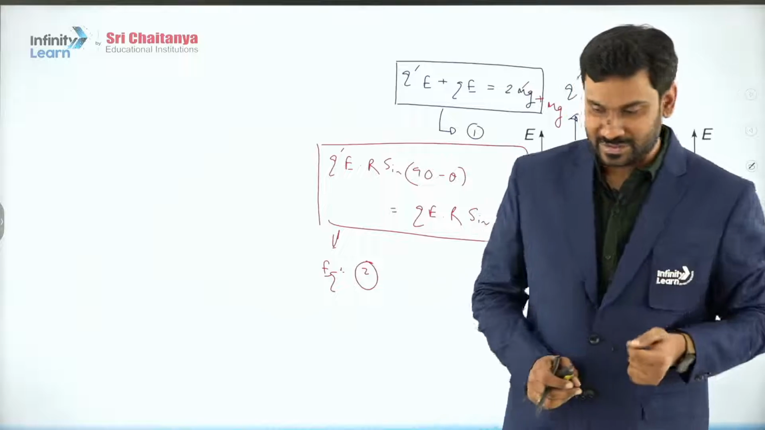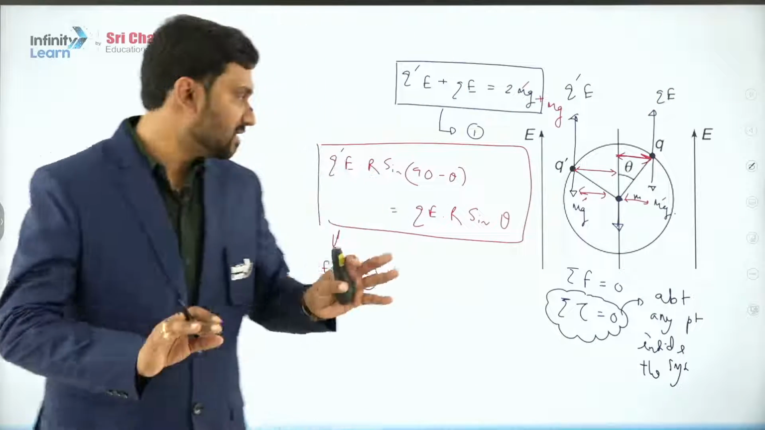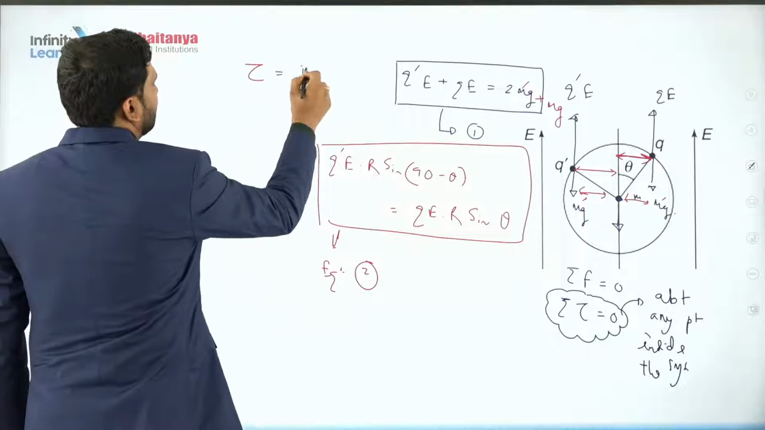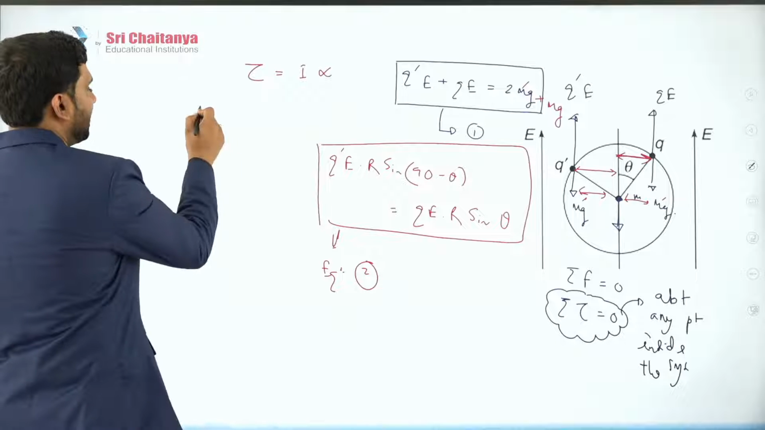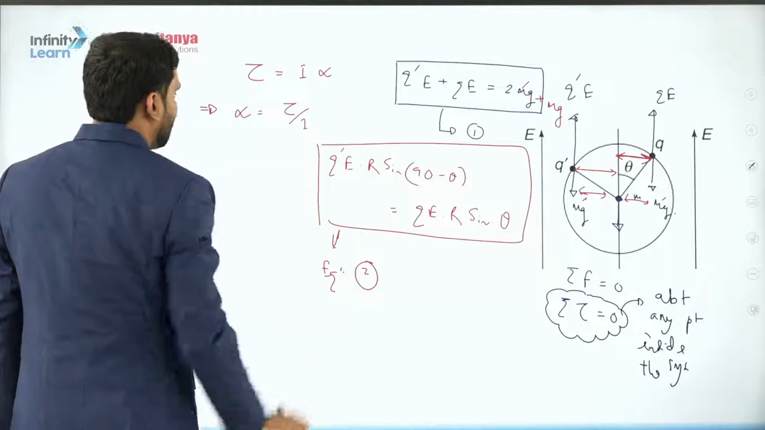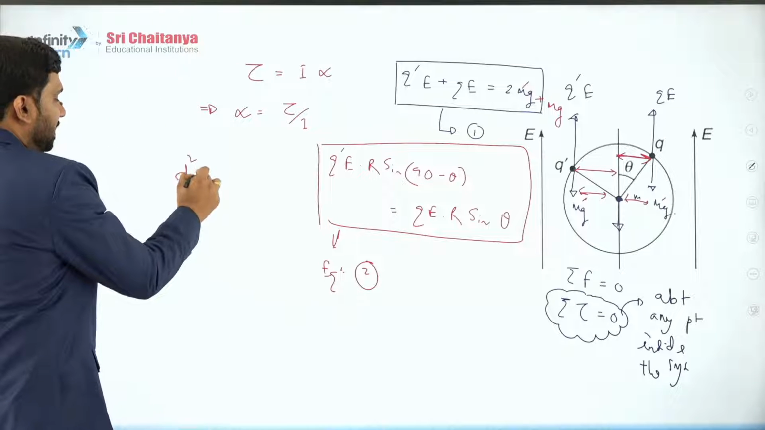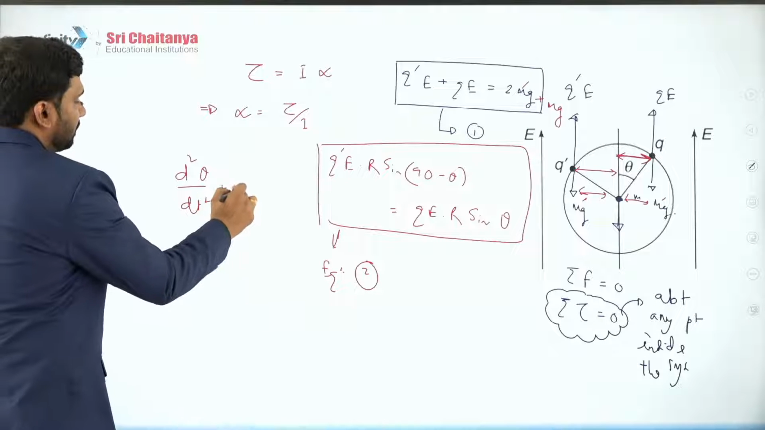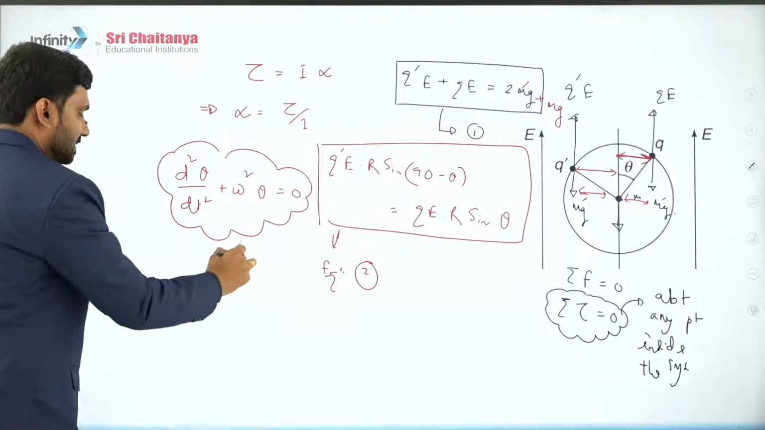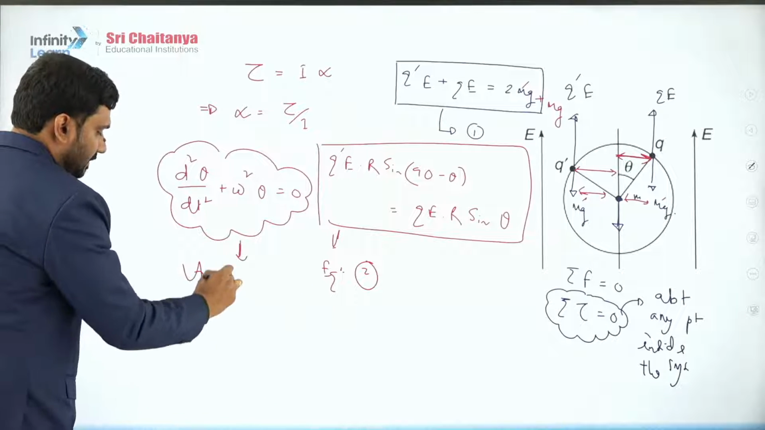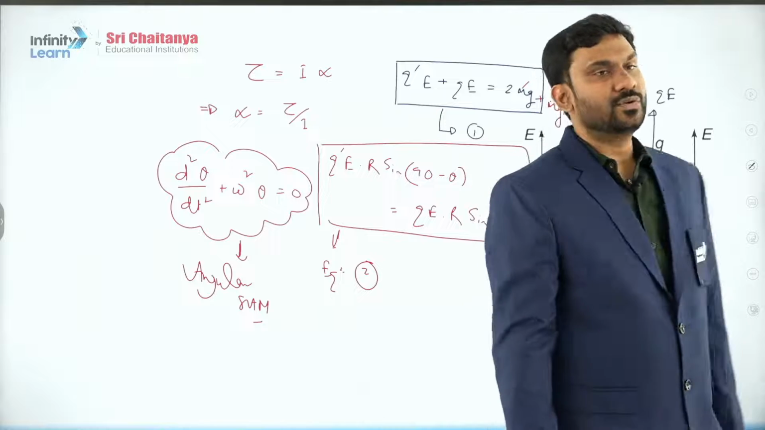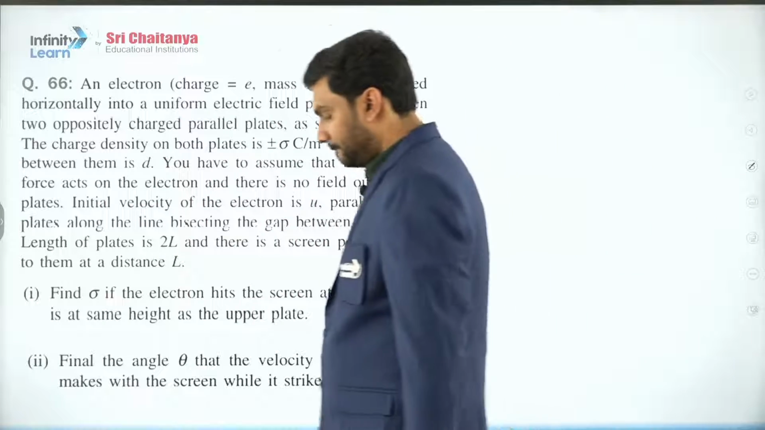You can work out on your own that here angular oscillation will be established. I am just giving you one hint so that it becomes very easy for you. Basically we have to write tau is equal to I alpha, so alpha is equal to tau by I, and you will get an equation of the form d2 theta by dt2 plus omega square theta is equal to 0. This is nothing but the equation of angular SHM. So in this case also you can figure out the angular frequency of oscillation. Anyway, let's move on.